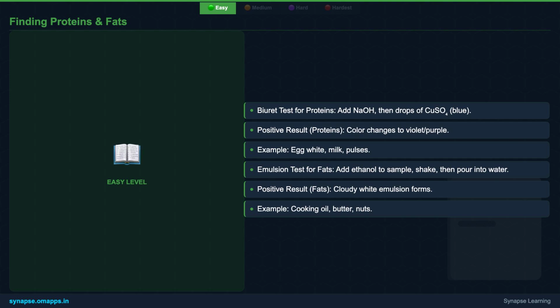Finally, for fats, we use the emulsion test. This is quite simple. You add ethanol to your food sample and shake it vigorously to dissolve any fat. Then, you pour this ethanol solution into water. If fat is present, you'll see a cloudy white emulsion form, like when you mix oil and water. This is a clear sign of fat in your sample.